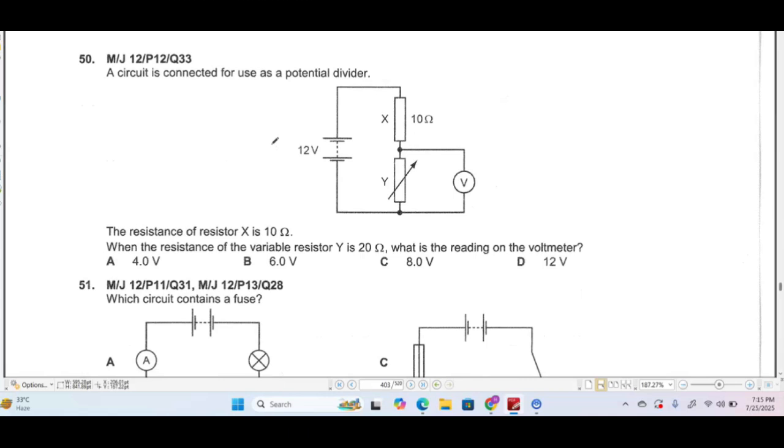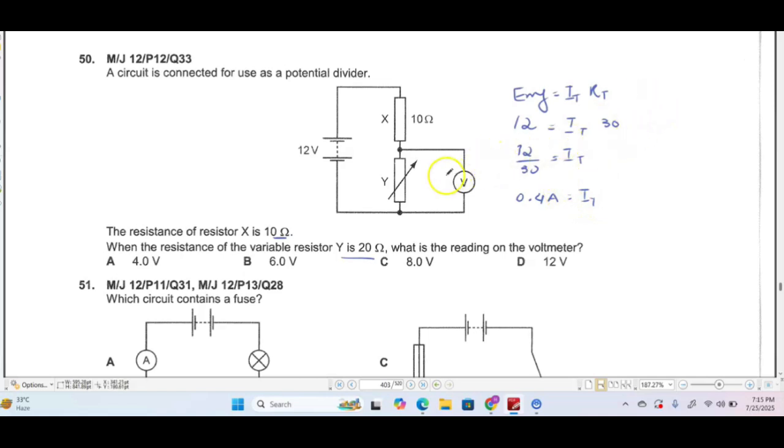I thought I'll just give you a quick insight into this. Question number 50. A circuit is connected for use as a potential divider. The resistance of resistor X is 10 ohms. When the resistance of the variable resistor Y is 20 ohms, what is the reading on the voltmeter? I think we've done this question many times before. So first, with the help of EMF, we have to find the total current. EMF is 12 volts. I total we have to find, and this is 10 and this is 20, so 30. So 12 over 30 is equal to I total. This is going to be 0.4 amperes.